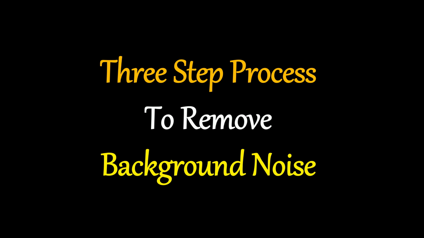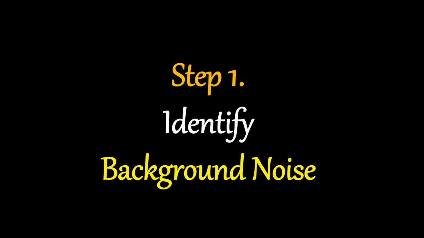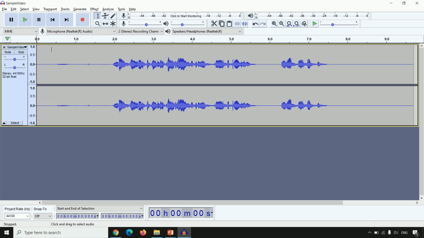Step 1. Identify the background noise. Let's get back to Audacity. These are the kinds of wave graphs you will get when you upload your audio or video file in this software. There are two different kinds of waves. One is on the higher side with more fluctuations. This is generally when any software captures your voice. When you speak, the wave is on the higher side. But when you don't speak, the wave is on the lower side.